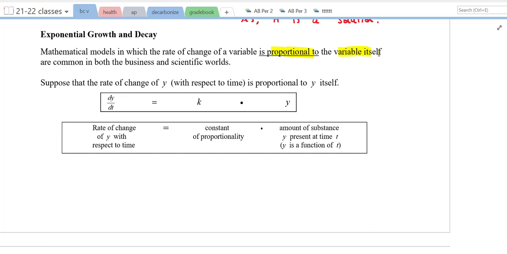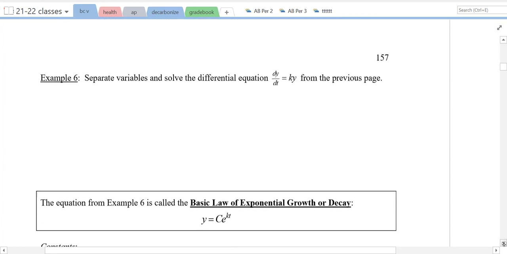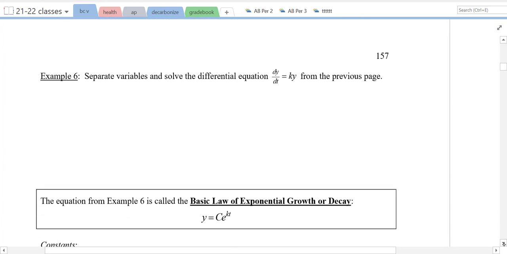And so what you see when I say the rate of change, remember this word rate of change? Hey, that's the derivative. When I say it's proportional, that means it's some value of k or some constant multiplied by the variable itself. That's the y. So we have this differential equation, dy/dt equals k times y. Now, what can we do with this differential equation? Well, we just learned how to separate that. So we can actually do that on the next page.